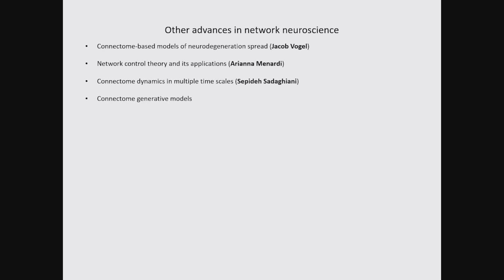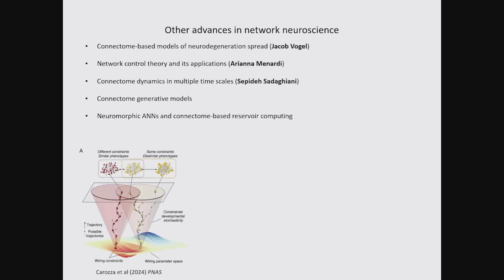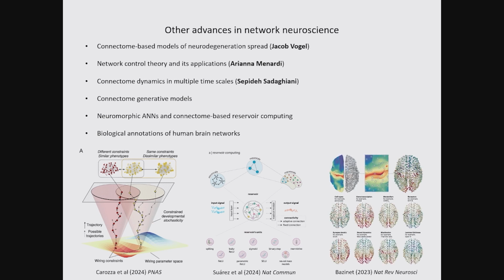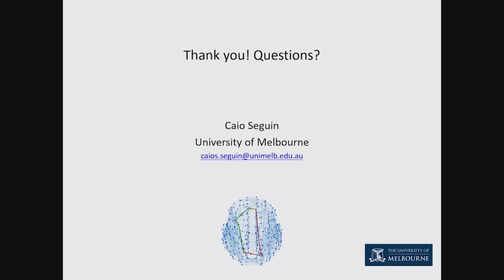And just very quickly, other lines of research that are really interesting, but I couldn't fit everyone in the symposium: connectome generative models, neuromorphic neural networks, and biological annotations of human brain networks, which is also really cool. So that's it. That's all I have.